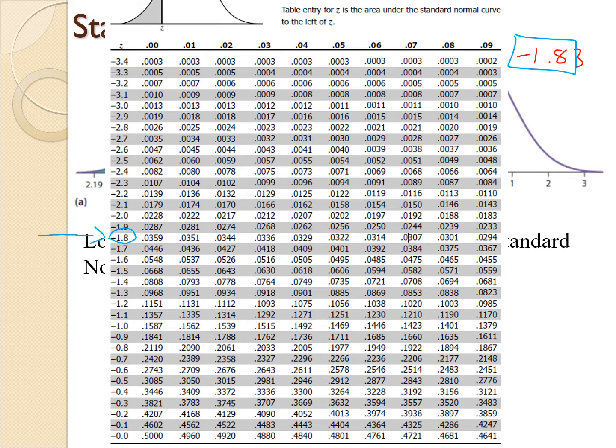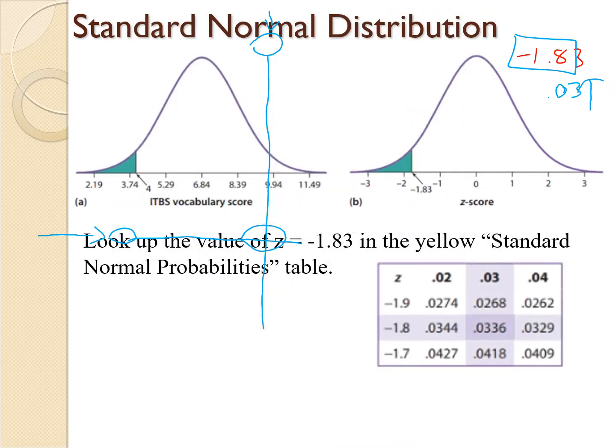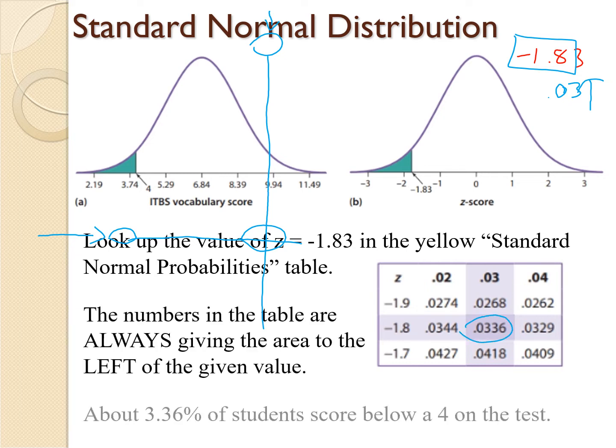And the next thing we're going to do is look at that number right at the end, which would really be a 0.03. And we're looking for that up top, which means we're in this column. And we're just going to go down and find where they intersect. And they intersect right there. You can see that's a 0.0336. Here's a cleaner version of what we're looking for. And that's telling us the actual probability of a student scoring below that 4 on the test. Every number in this table is always telling us the area to the left of some z-score value.